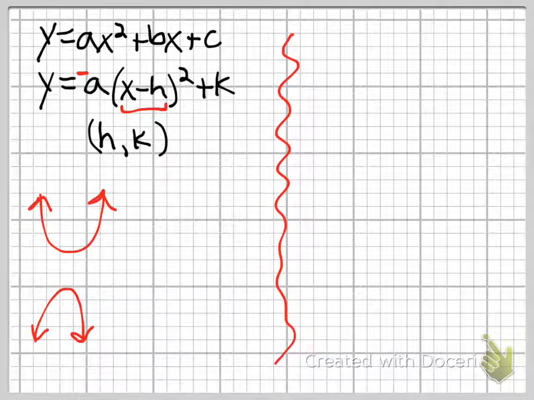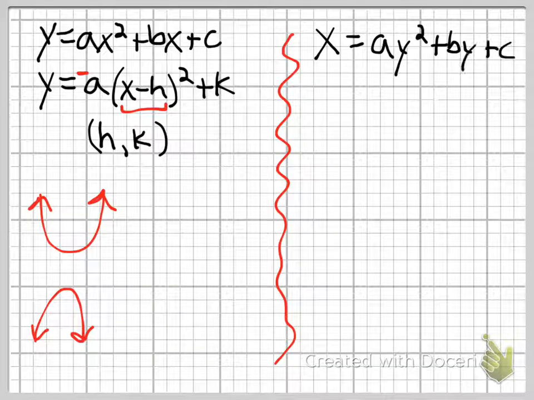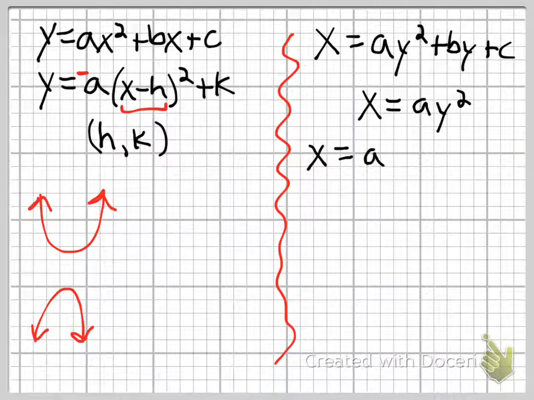Now, horizontal parabolas are going to follow the same exact rules with just a couple little hitches. It's x equals ay squared plus by plus c. How you will more likely see these types of parabolas is when the vertex is at 0, so it'll just be x equals ay squared. There's no h, there's no k, so it's at (0, 0).